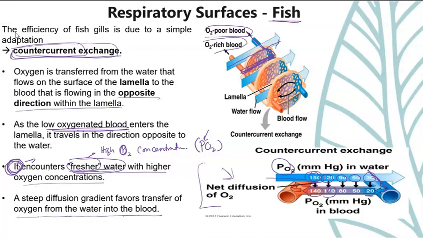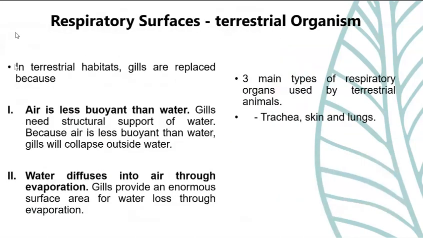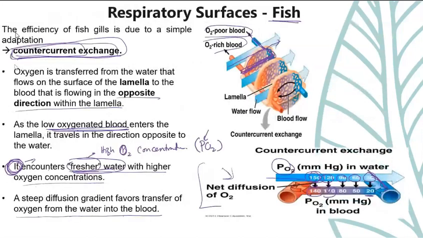Okay, so this is counter current exchange. Water and blood flow in the opposite direction. The blood encounters water with higher oxygen concentration. So oxygen from the water enters into the blood. That's it. Okay. If you have a question, you can ask. So if not, I assume that you understand.